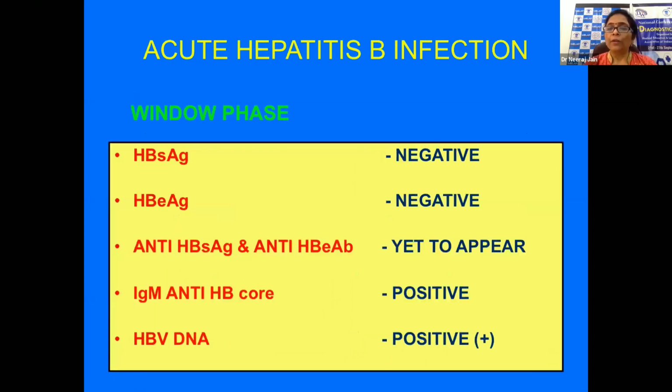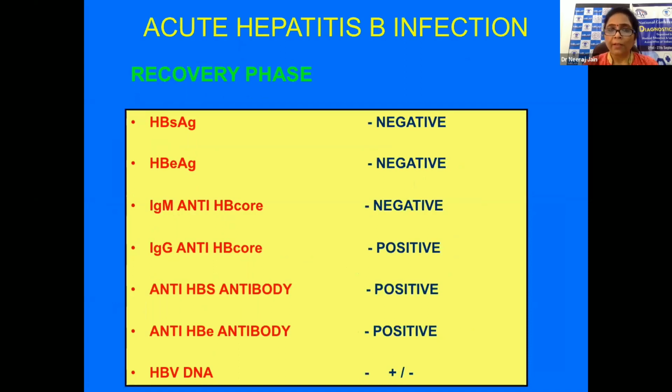Next comes the window phase. What will happen? Surface antigen is cleared, E antigen has cleared, and antibody to surface and E antibody are yet to appear. The only marker which is going to be positive is the IgM core antibody. DNA may or may not be positive.